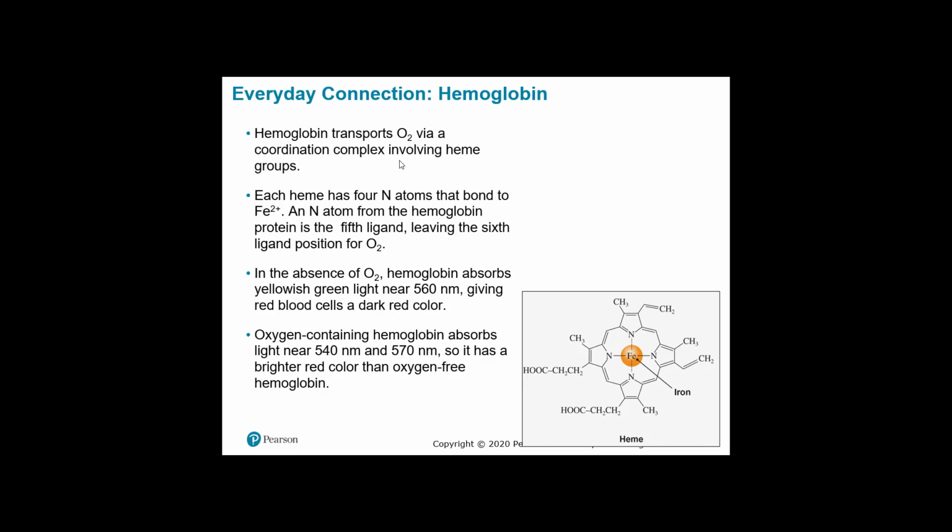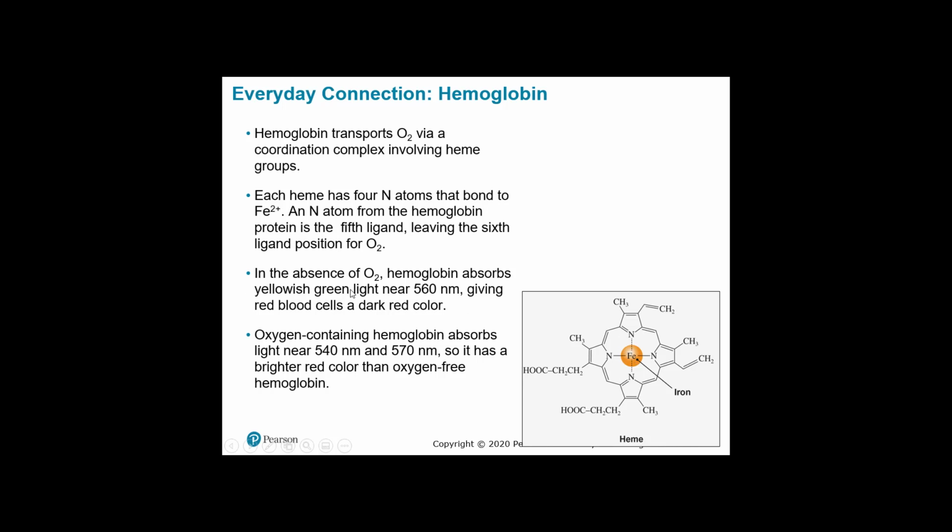Here's an example of hemoglobin. Hemoglobin transports oxygen via a coordination complex, and they're usually very big, like this. You see this is heme, and it involves 4 nitrogens, 1, 2, 3, 4, and it attaches to the iron 2 complex. And the N atom from the hemoglobin protein is the 5th ligand, leaving the 6th ligand position for the oxygen. I'm not going to go too much into more of that, but you can see a visual of how this big coordination compound holds on to these metal ions.